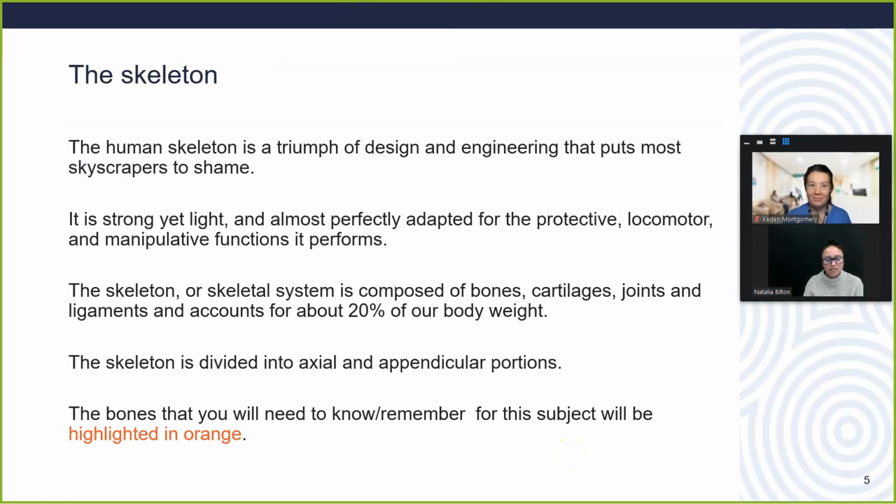So the skeleton provides protection and moves us around. You can see how our bodies would look a lot different if we didn't have bones. The ones you need to memorize for this subject are the ones highlighted in orange. But the skeletal system actually includes not only the bones, but also cartilages, joints and ligaments. Fun fact for the day: today I learned that the skeletal system is made up of these 4 things, not just the bones.